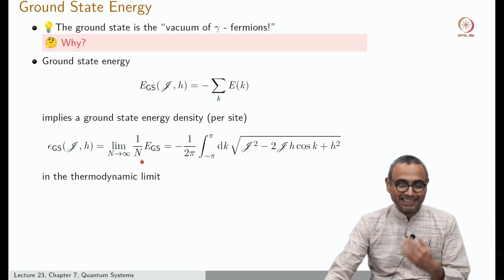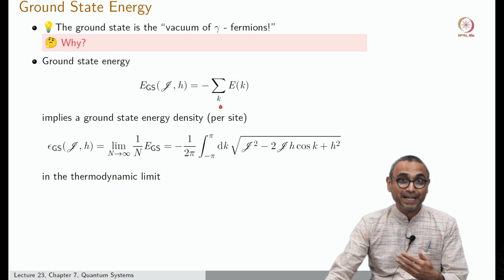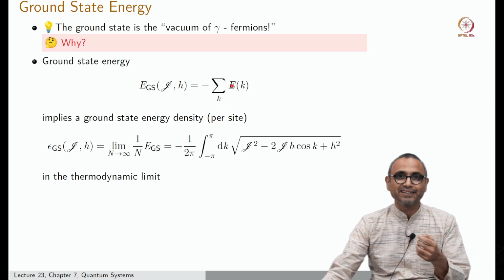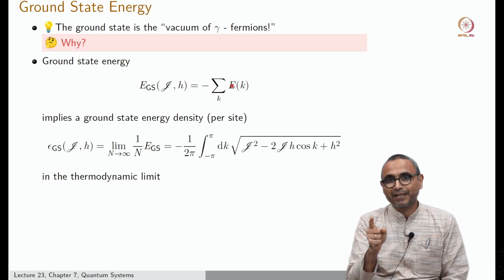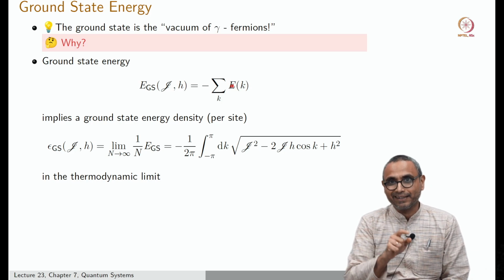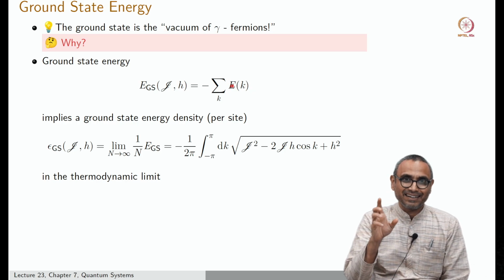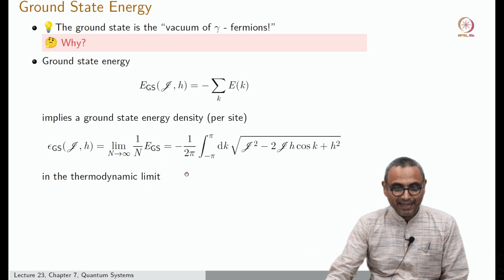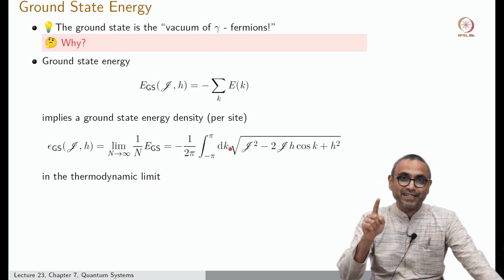When I go through this exercise, I can show that the sum over all k will become an integral in the thermodynamic limit, and that's actually quite easy to see. The interval between one k point and the neighboring k point is, I should say, the dk, the difference between neighboring k's, is 2 pi by n.